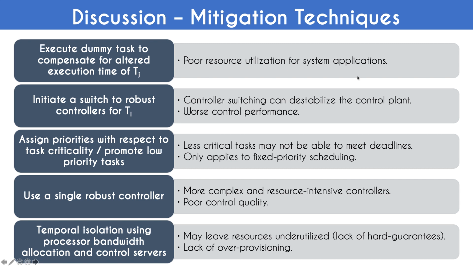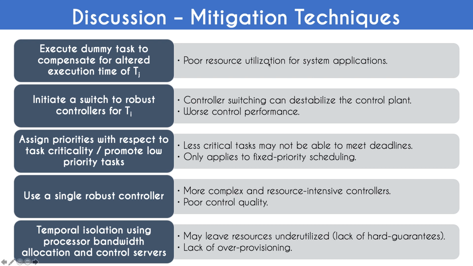So the authors did propose a lot of mitigation techniques, and they also mentioned the weaknesses of the mitigation techniques. The most obvious mitigation technique is to execute a dummy task to compensate for the altered execution time. However, this would lead to poor resource utilization, since we are not using all of the processor time for the system applications. We could initiate a switch to a more robust controller if we detect this attack. However, there have been papers that have proved that switching controllers might destabilize the control plane. We can also promote low priority tasks and assign priorities with respect to task criticality. However, this might lead to deadline clashes, and this only applies to fixed priority scheduling.